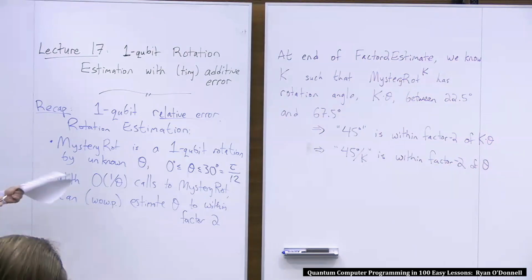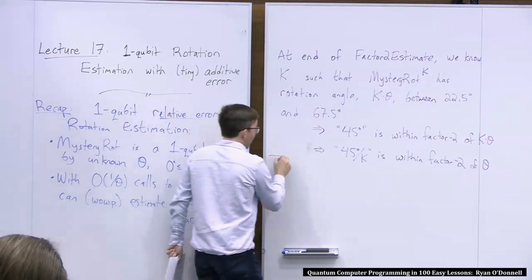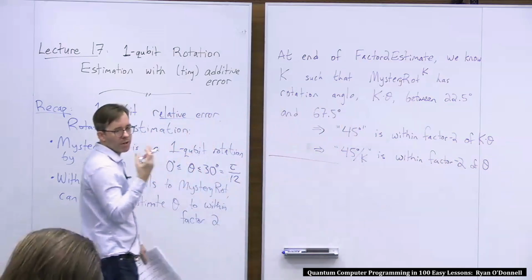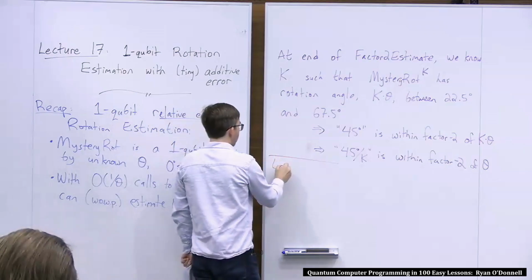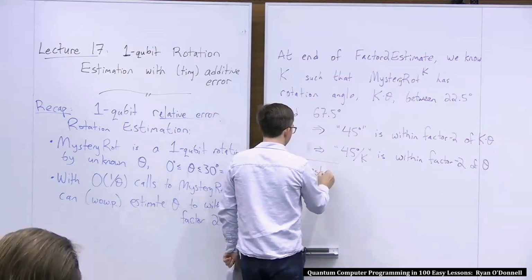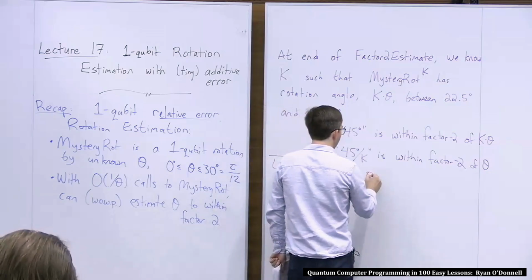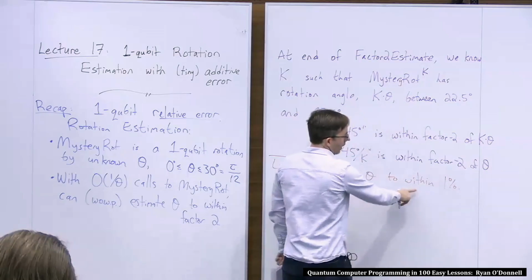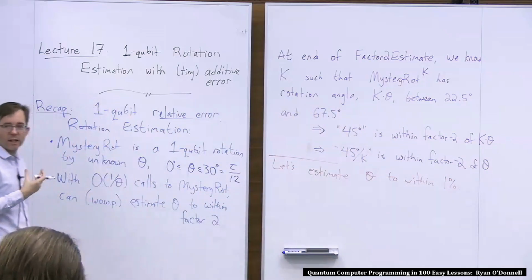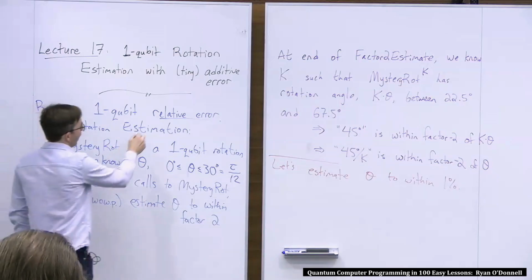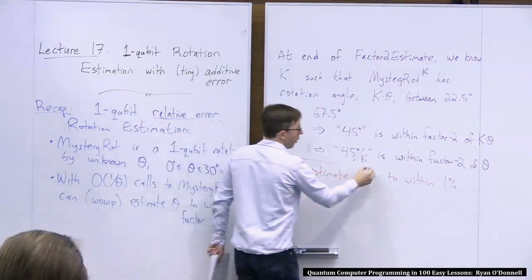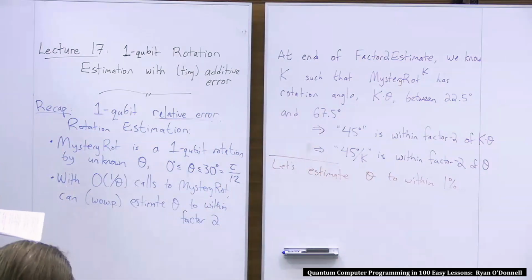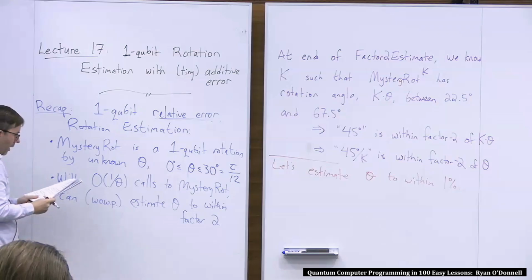Great. So now, I said last time, one thing I promised you is that we get this down to not just factor 2, but something within 1% of theta. So let's start with that. Let's estimate theta to within 1%. I want to stress that what I mean by this is within 1% of theta itself. That's why it's called relative error. Your error is relative to the quantity you're trying to estimate. So if it's a really tiny quantity, you need a really tiny error. And if it's a really big quantity, then you don't need such a good error.